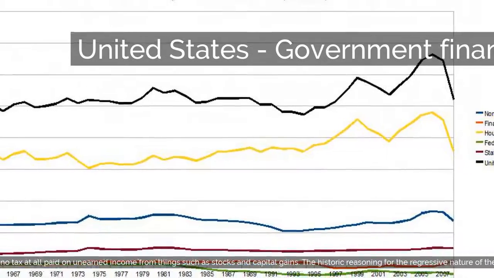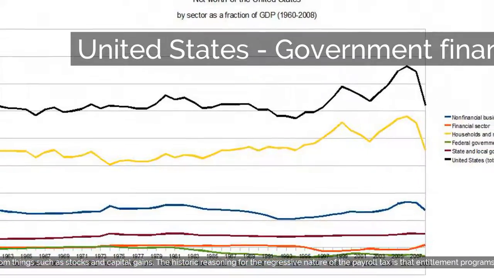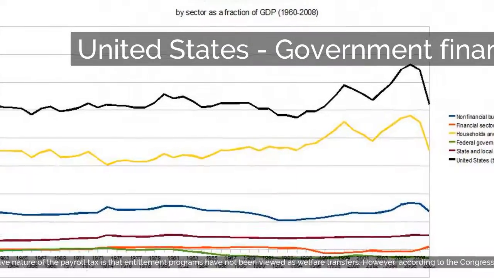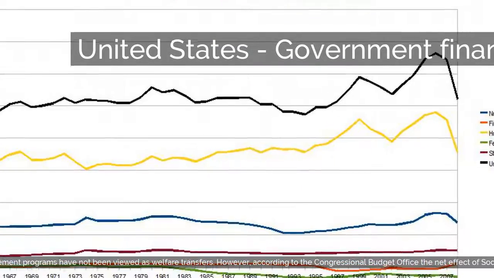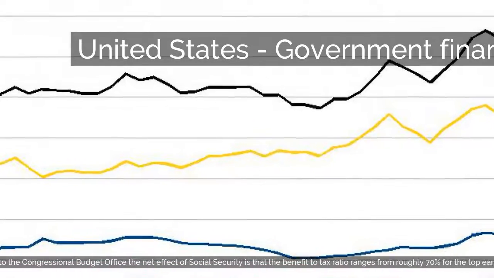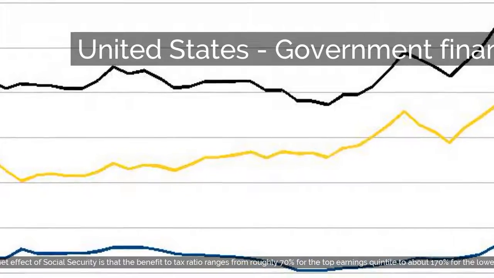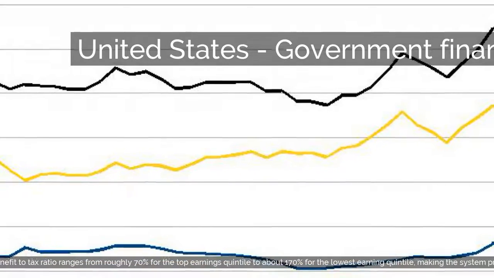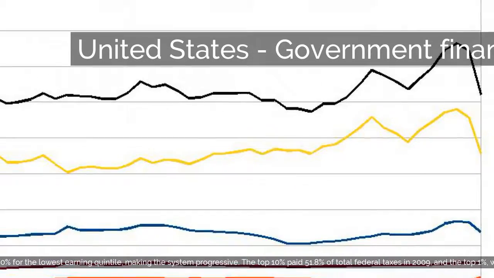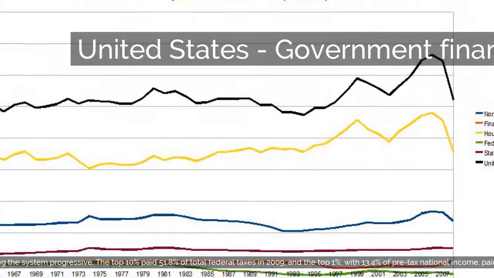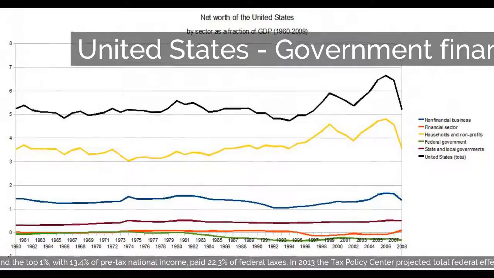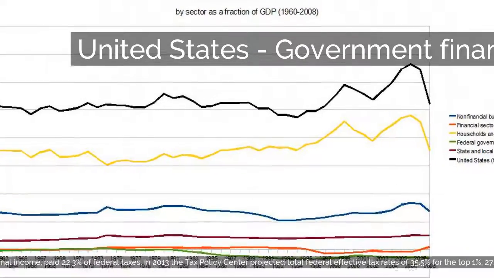Payroll taxes for Social Security are a flat regressive tax, with no tax charged on income above $118,500 for 2015 and 2016. And no tax at all is paid on unearned income from things such as stocks and capital gains. The historic reasoning for the regressive nature of the payroll tax is that entitlement programs have not been viewed as welfare transfers. However, according to the Congressional Budget Office, the net effect of Social Security is that the benefit-to-tax ratio ranges from roughly 70% for the top earnings quintile to about 170% for the lowest earning quintile, making the system progressive.